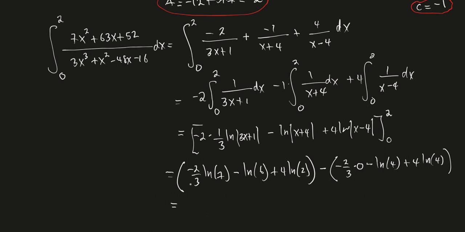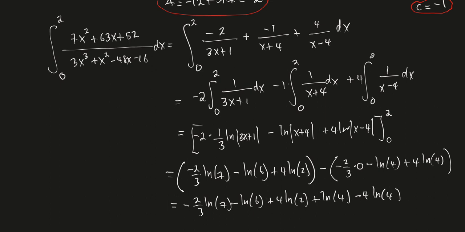All right. And I mean, there's not much we can do with this, so I'm just going to write this down. So it's negative 2/3 ln of 7 minus the ln of 6 plus 4 natural log of 2. This term here is 0. Then distribute the negative sign, so I have plus the ln of 4. And then what do we have here? So minus 4 ln of 4. Right? And that's the answer.